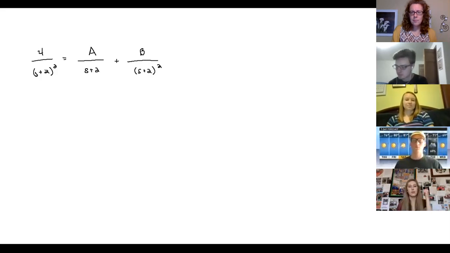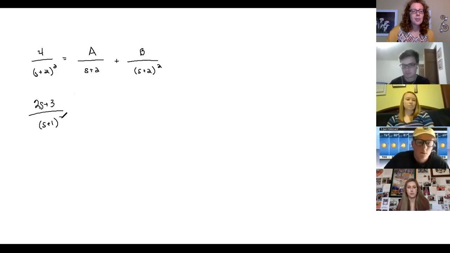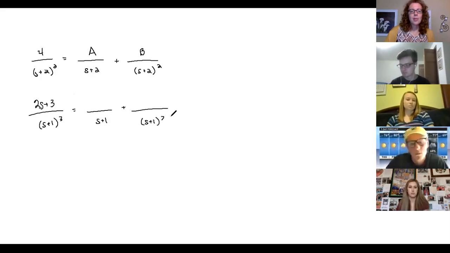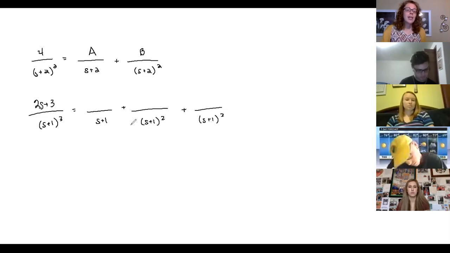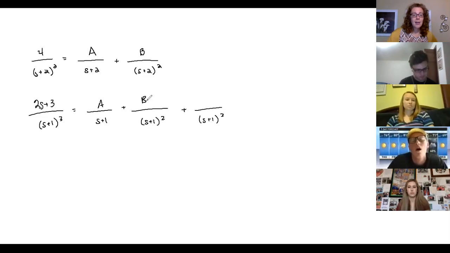Okay, that's helpful. So if it was cubed, you would have 3, like 1 and 2. Okay. If we had 2s plus 3 over s plus 1 cubed, my basic factor is s plus 1. I got to do an s plus 1, an s plus 1 squared, and an s plus 1 cubed. And then again, since my basic factor is s plus 1, I would have an A, a B, and a C. Okay, that's helpful. I just forgot partial fractions.